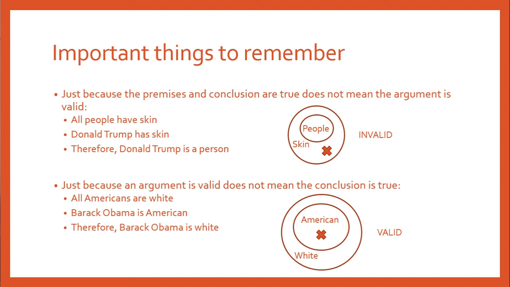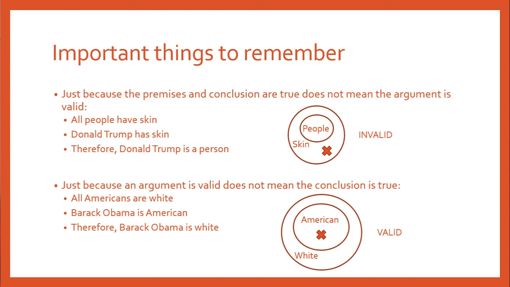Because the X is in the American circle and the entirety of the American circle is inside the white circle, there is no way for an X in the American circle to be outside of the white circle. So, if the premises are true, then Barack Obama has to be white. However, obviously the first premise is false. Not all Americans are white. So even though the reasoning is valid, the conclusion is not true.